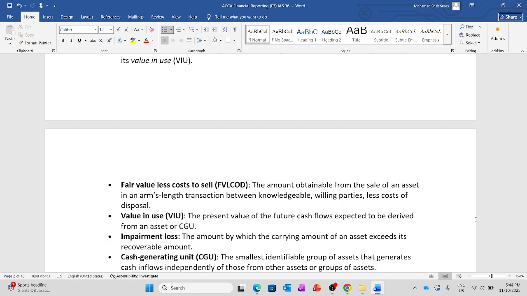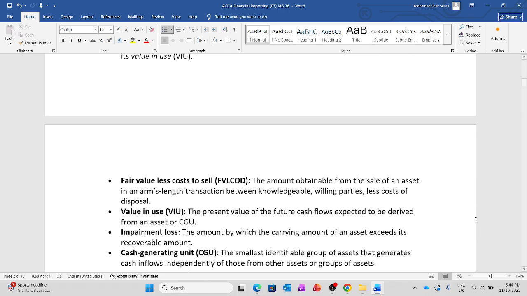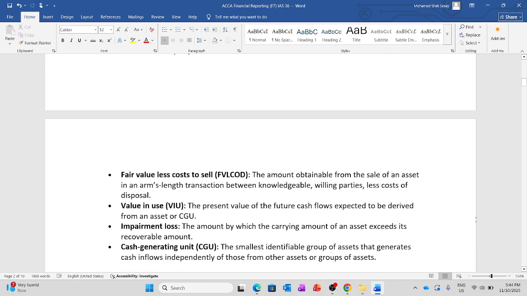When we look at IFRS 13, the fair value measurement, we are going to look at the definition of fair value. But for now, we can keep it simple. We are going to look at the arm's length transaction value, and we are going to use that. Then we are going to deduct the cost to sell. So the difference will be the fair value less cost to sell.